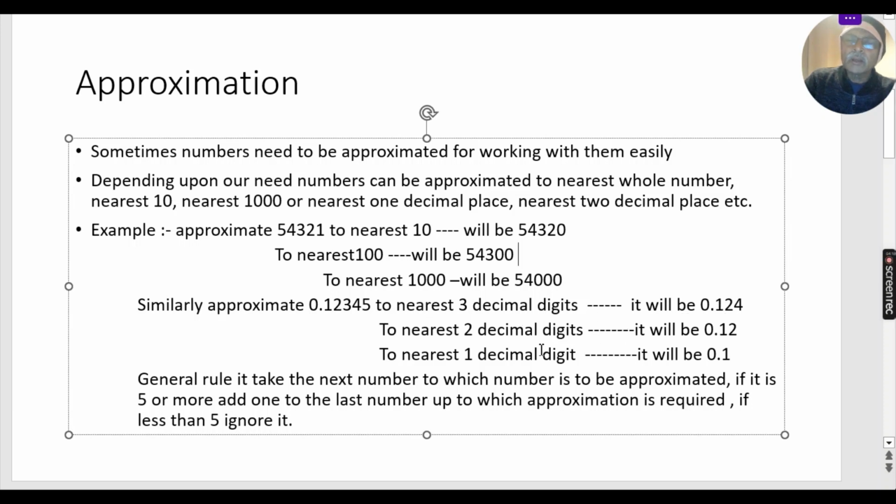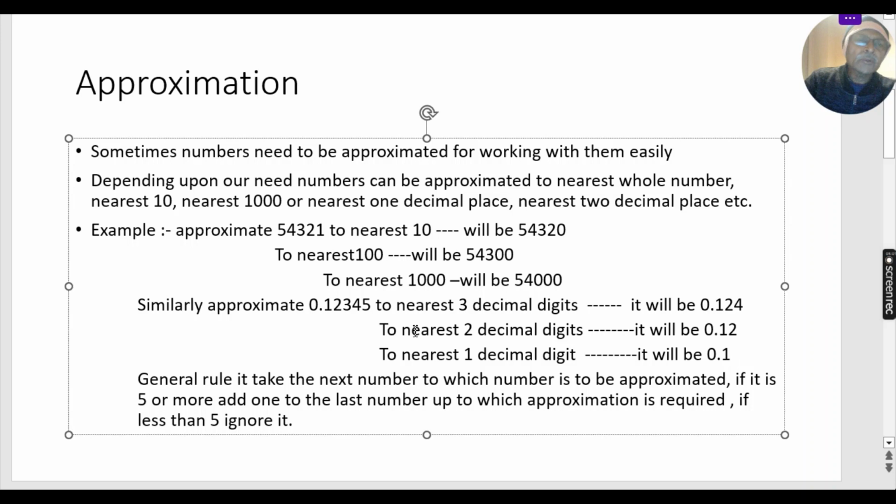So I have written 0.124. If we want to approximate it to nearest 2 decimal places, it will be 0.12, because this 3 is less than 5, so we will ignore it. Even if the 4th digit becomes 5, this will be converted only up to 4. So we will have to ignore anything after 2 decimal places. So my answer is 0.12. If I am required to approximate it to the nearest 1 decimal digit, it will be 0.1, with the same principle which I have told.